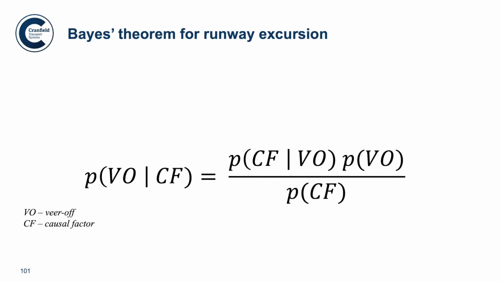What I've done here is just restate Bayes' theorem, but instead of hypothesis and evidence, I've put probability of the veer-off given causal factor. Because that's what we're interested in when we're looking at risk. We want to know how the presence of a particular causal factor influences our probability of actually having a veer-off event. So, for example, if we're flying into Trabzon, how different is our veer-off probability going to be if there is a gusting crosswind?